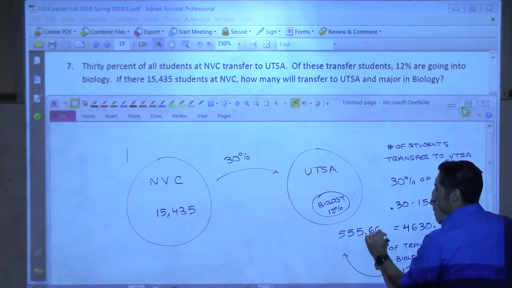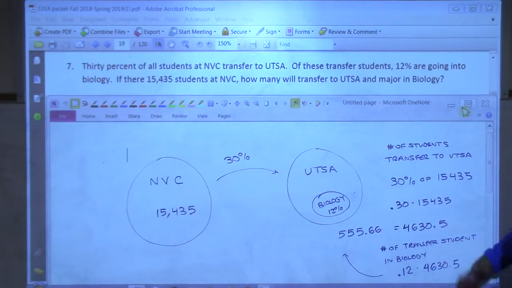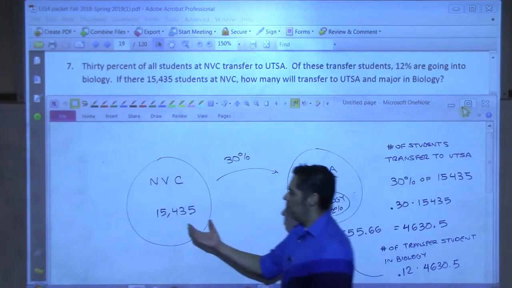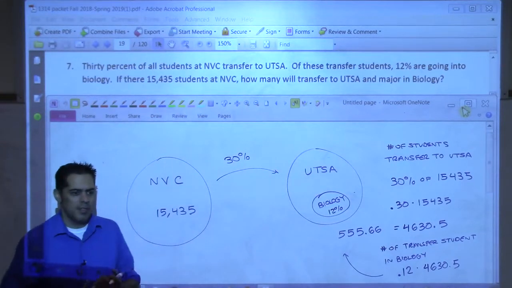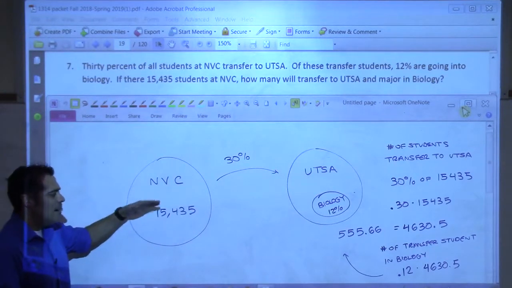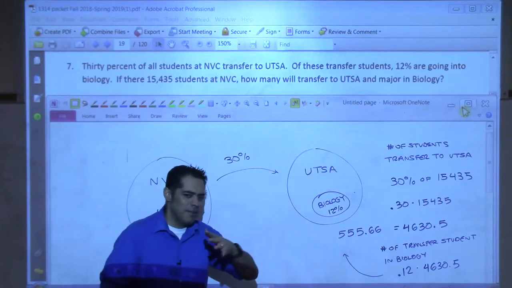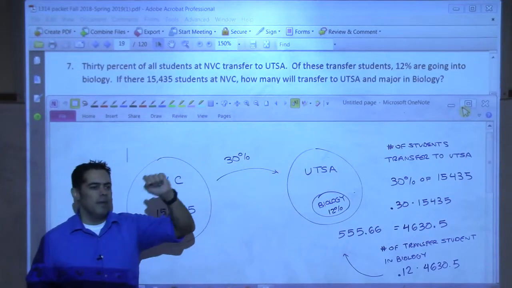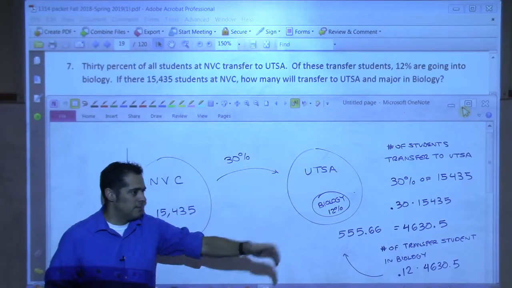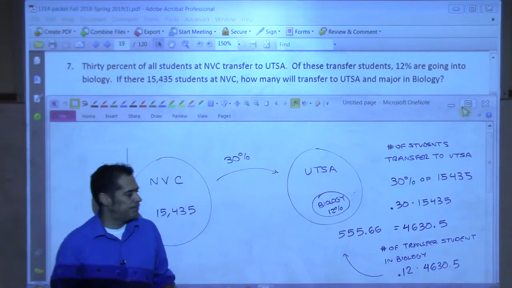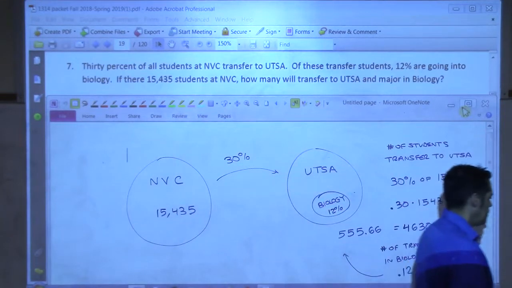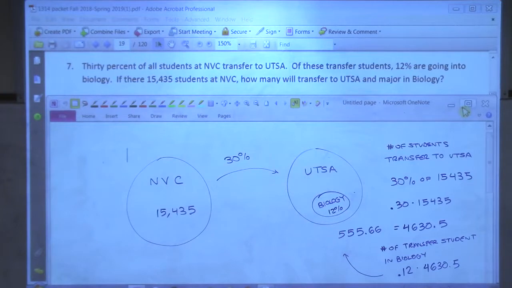0.66. So we'll again not really care about the decimal. Approximately of the 15,000 students or so that are at Northwest Vista College, we should expect about 555 or so of them to be biology majors at UTSA. Make sense? Okay. So it's almost like we had to do two problems, right, to do this? Let's take a look at the next one.